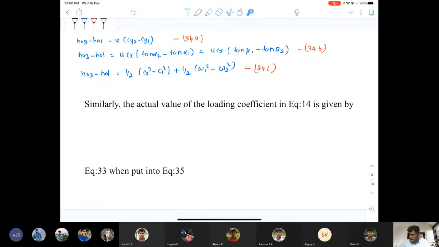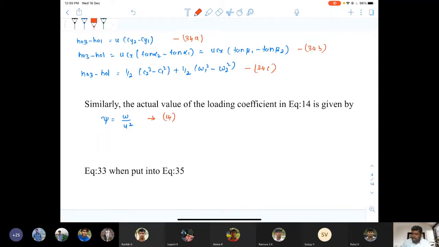Similarly, the actual value of the loading coefficient in equation 14 is given by, that is, we know that equation 14 is psi is equal to W by U square. This is equation number 14.